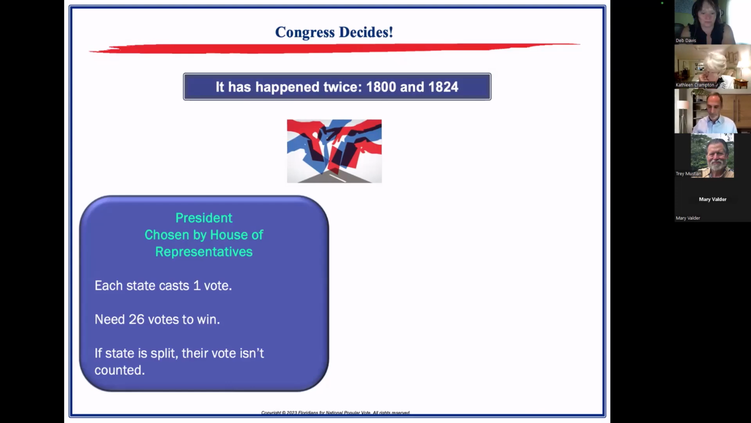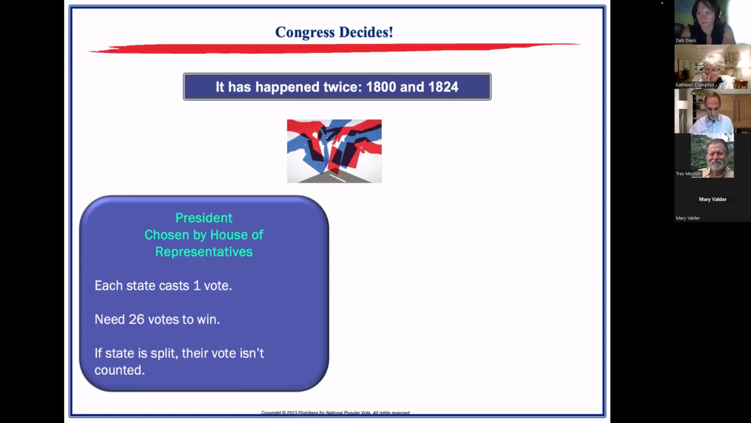So Wyoming with 500,000 gets 1 vote. Florida with 21 million or 22 million gets 1 vote. Every state gets 1 vote. They cast their vote for one of the 3 leading candidates. The candidate that wins 26 states, 26 votes, wins. If a state is split, that vote doesn't count. There are no half votes. So a candidate needs to win 26 votes.